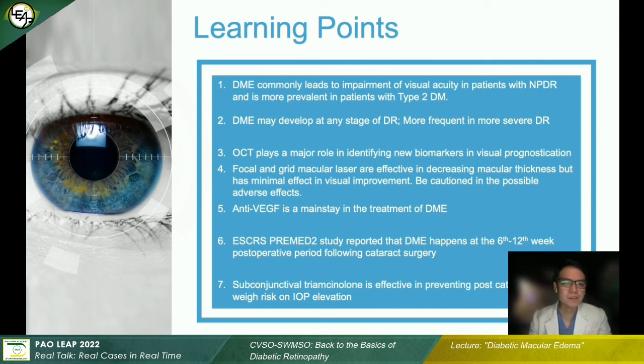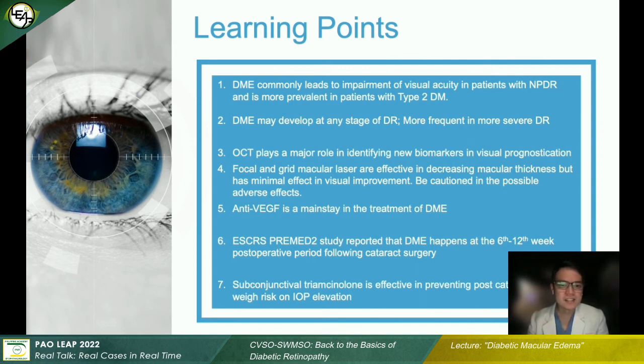Diabetic macular edema commonly leads to impairment of visual acuity in patients with NPDR and is more prevalent in patients with type 2 DM. Diabetic macular edema may develop at any stage of DR, but more frequently in those with severe retinopathy. OCT plays a major role in identifying new biomarkers in visual prognostication. Focal and grid macular laser are effective in decreasing macular thickness but have minimal effect on visual improvement. Be cautioned of the possible adverse effects.